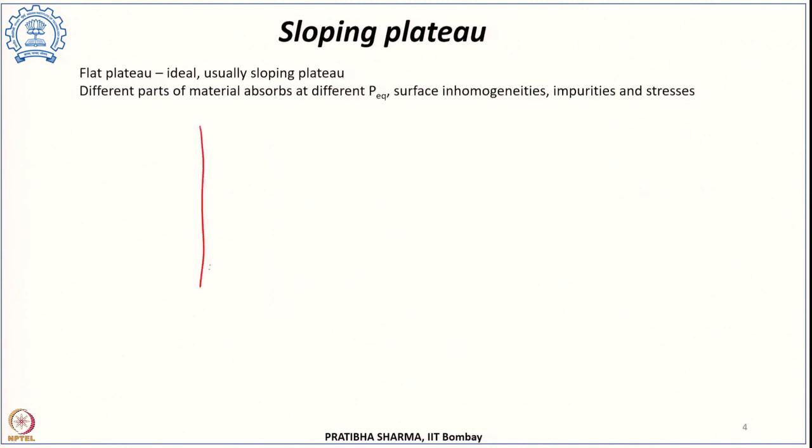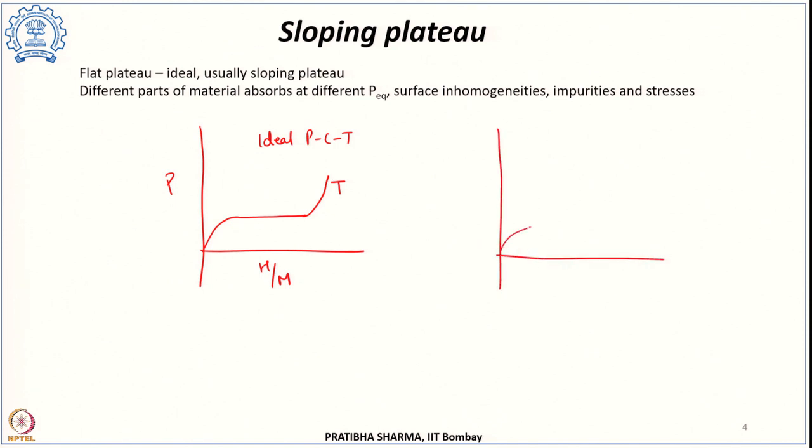Now ideally what we should get is a pressure composition isotherm with a flat plateau. So this is how we get the ideal pressure composition temperature isotherm at a particular temperature. Some of the hydrides still show this flat plateau, but in most of the hydrides a sloping plateau is observed, and this continues to change when we plot pressure with the concentration. So instead of getting a flat plateau, we are getting a sloping plateau, and this is again at a particular temperature. In the real case of most hydrides, we get a sloping plateau. Now this tells us that the equilibrium pressure is different.